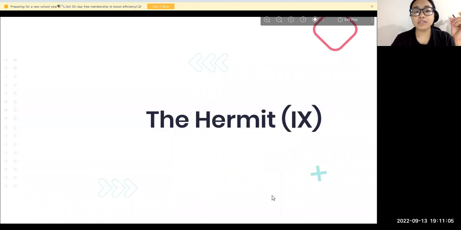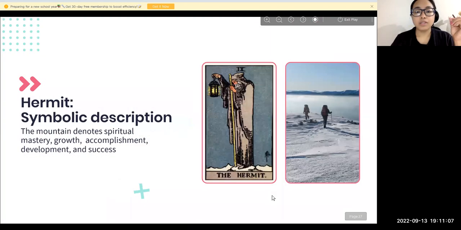The next card is the Hermit. If you look at the Hermit card here, you can see the Hermit, right? The mountain, you can see this mountain. The Hermit is standing on the mountain, by the way. This is a small mountain. And you can see he looks very old, a very old person, with a white beard. It looks like he has wisdom. He has the knowledge, right?